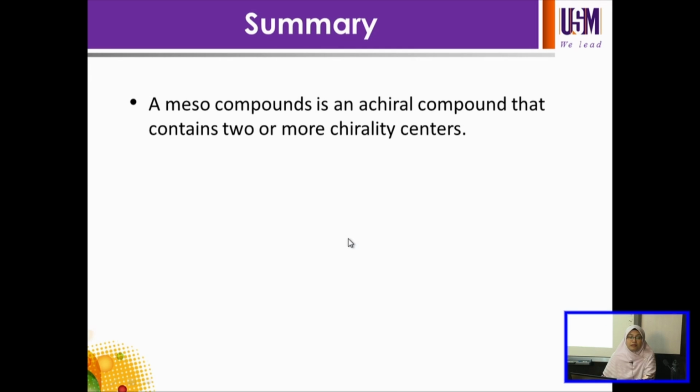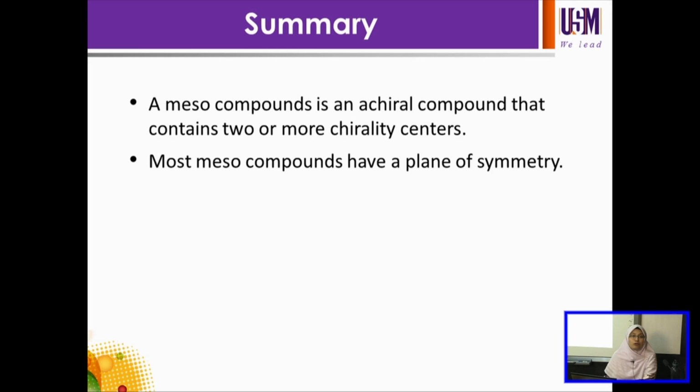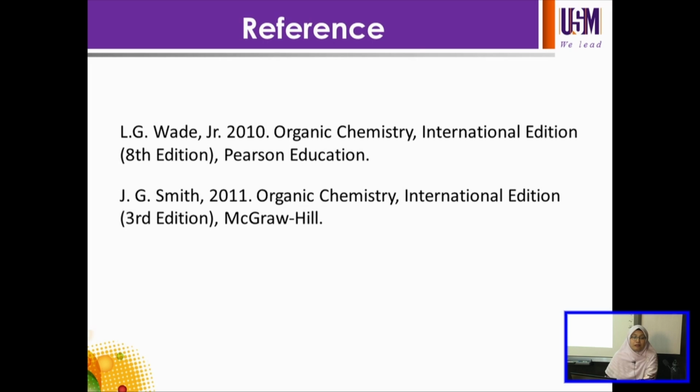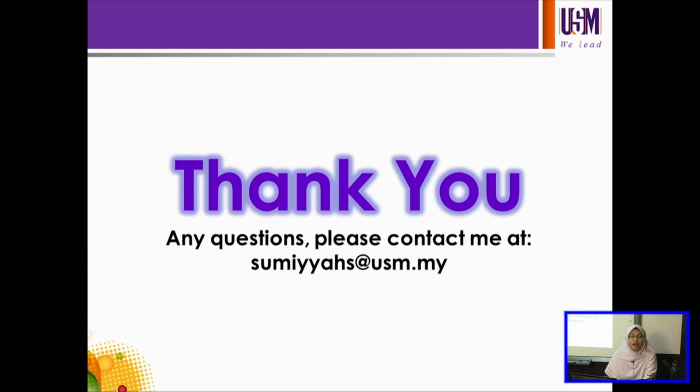So as a summary, a mesocompound is an achiral compound that contains 2 or more chirality centers. Most mesocompounds have a plane of symmetry. This is the reference, and if you have any questions, feel free to contact me at my email address. And thank you for listening.